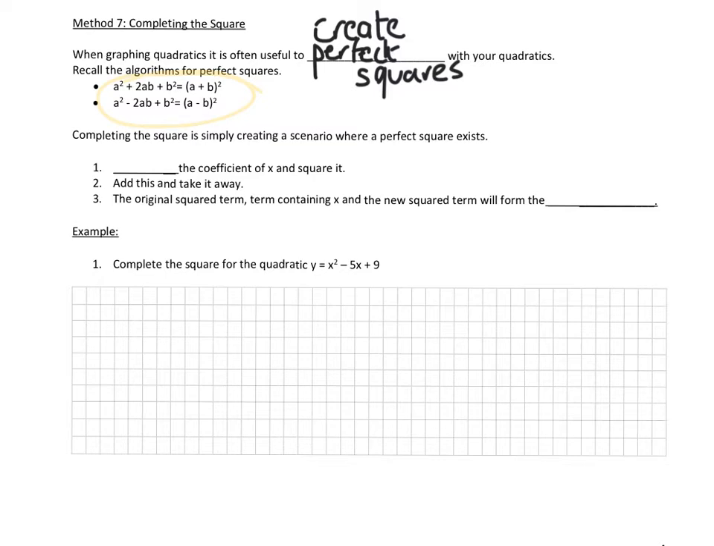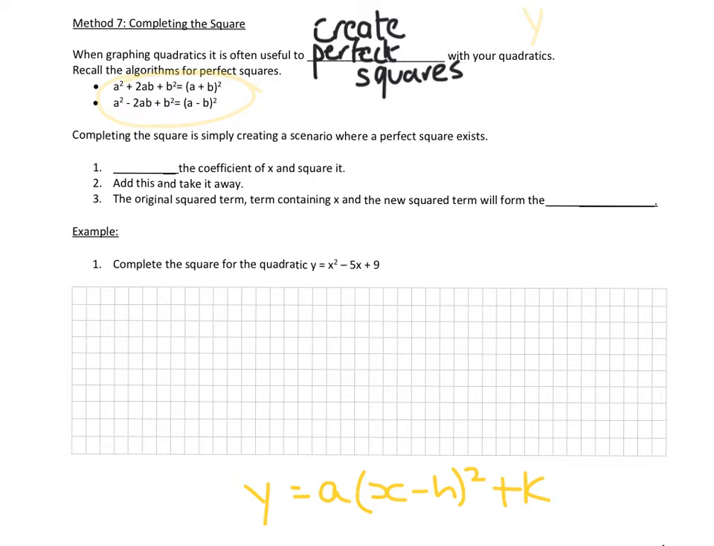Now we're going to talk about why this is so useful, but if we get quadratics of the form y equals a(x take h) all squared plus k, that's going to tell us a geometric property of our quadratic, which is going to enable us to graph it. So when we complete the square, we're just creating a scenario where a perfect square exists. We don't have a perfect square, but we create that scenario.